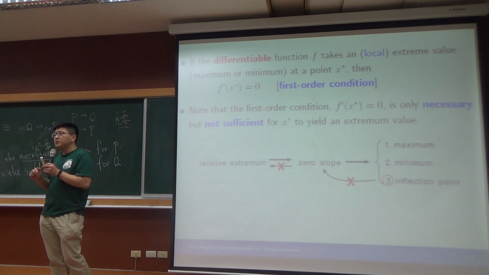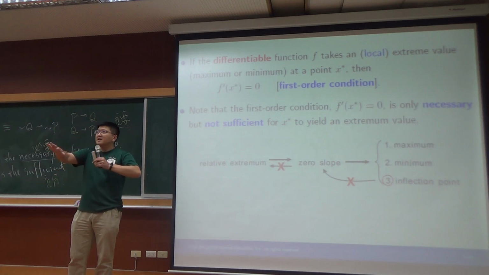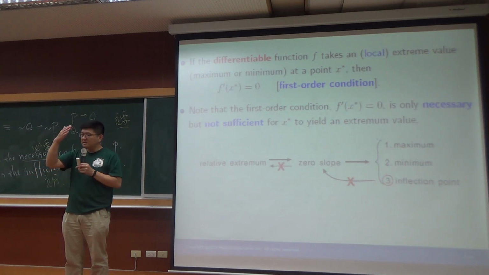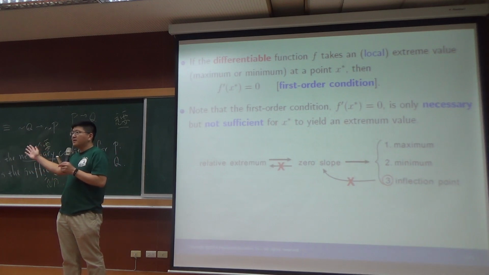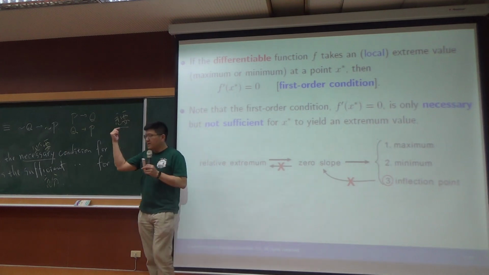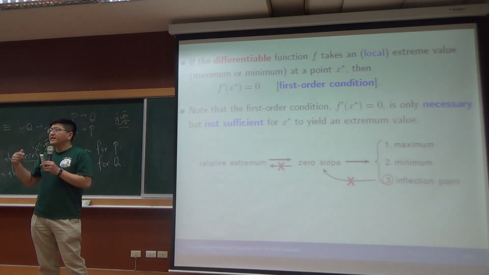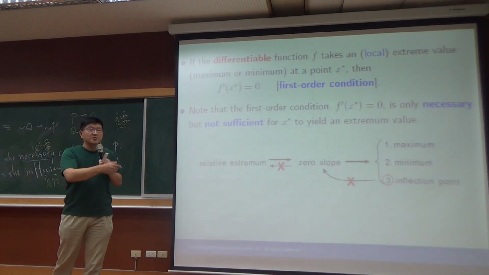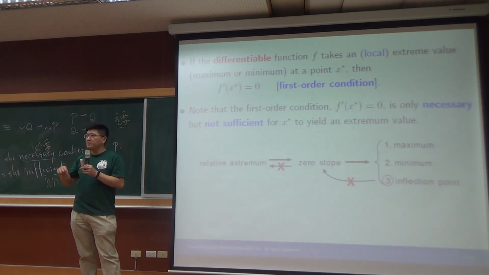You know screening tool? So if there are numerous candidates and we use the first order condition, we can block a lot of them, right? They can never be maximum or minimum, because they do not have a zero slope. But with a zero slope, the point can be a maximum or minimum or an inflection point. Then we need another tool to decide which one they correspond to. Is that clear?